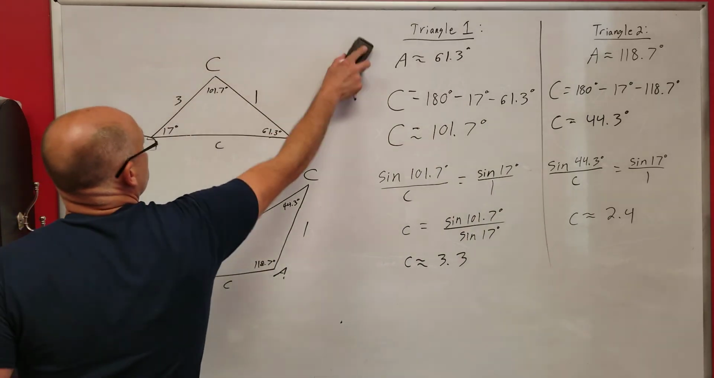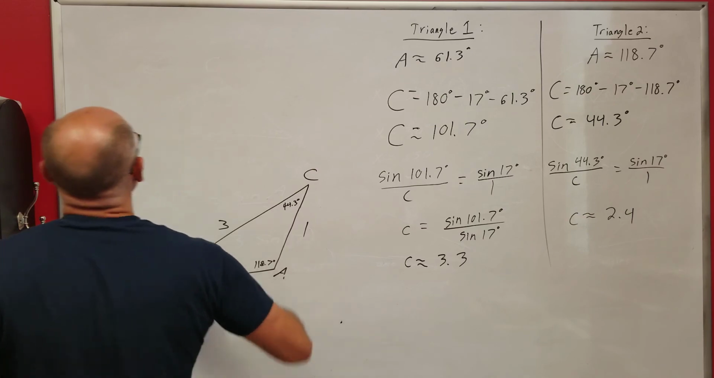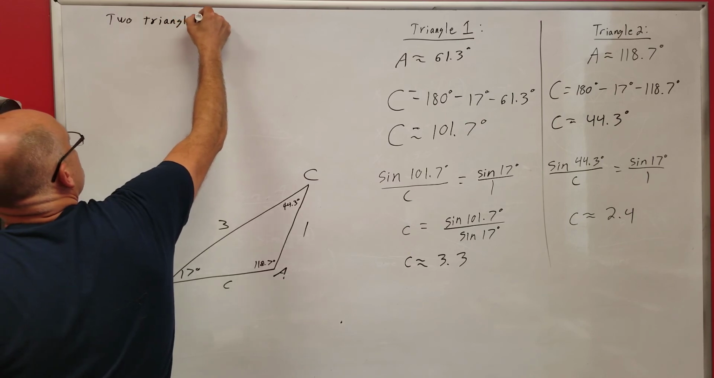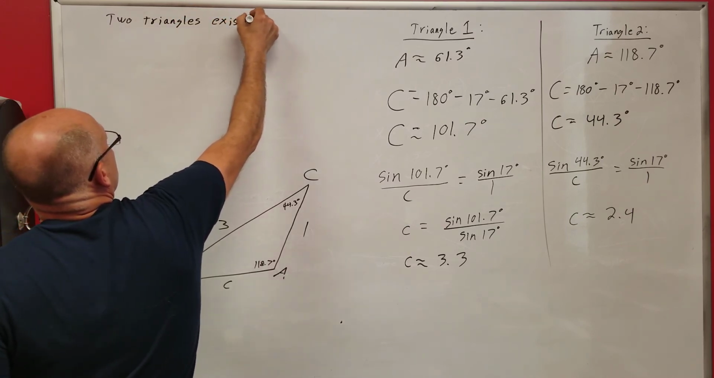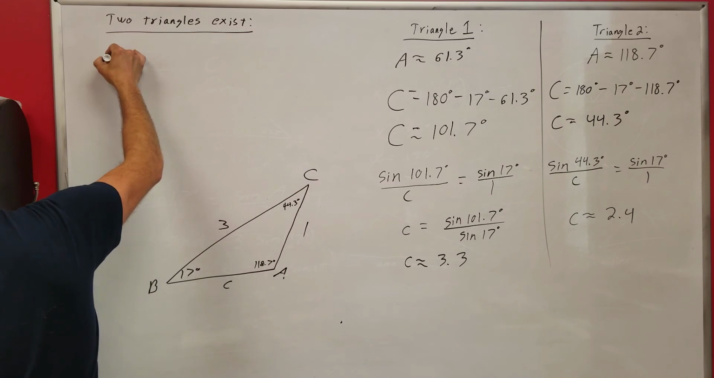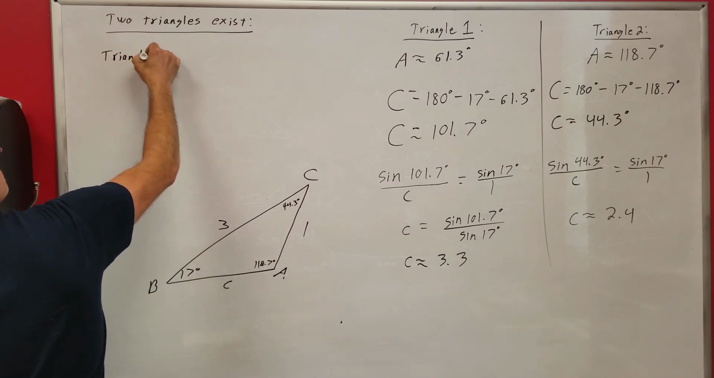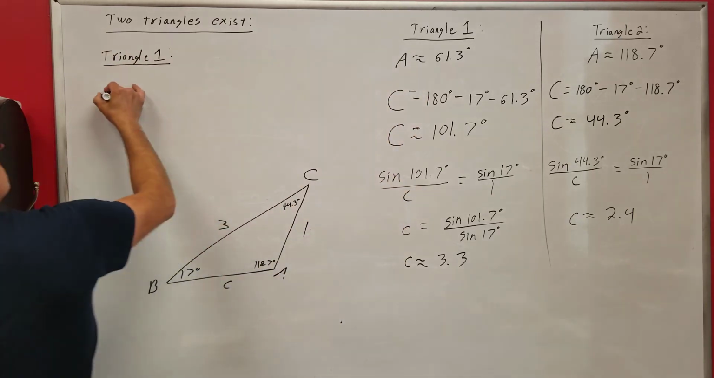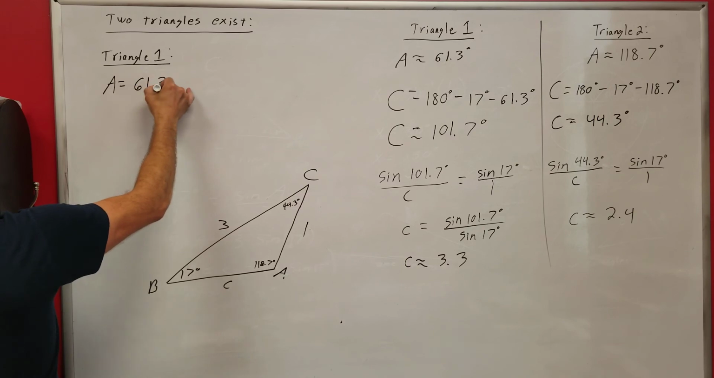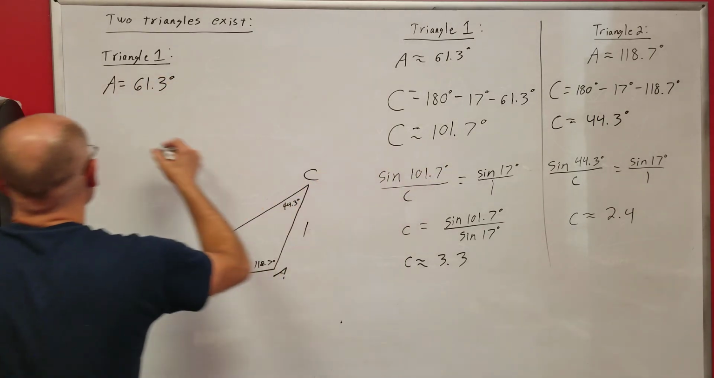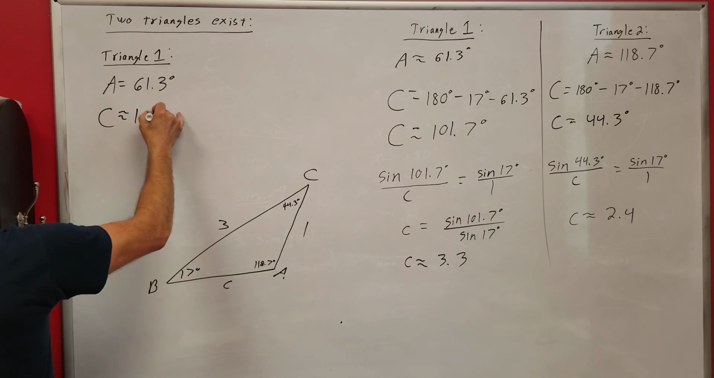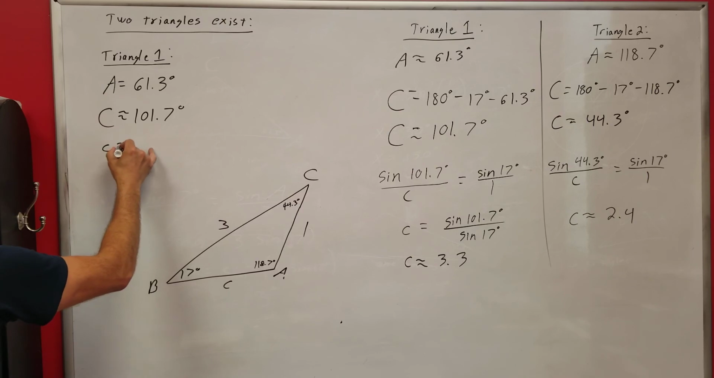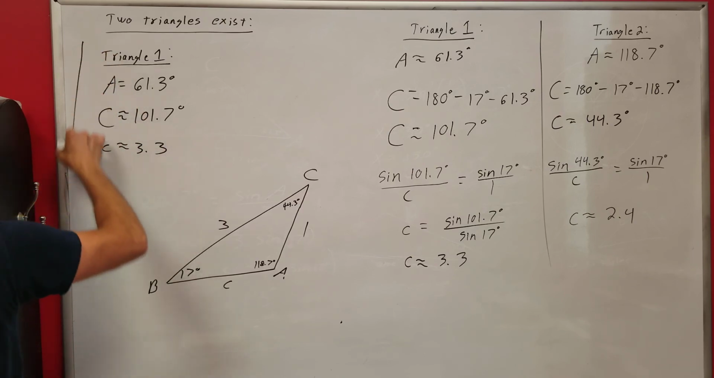So let me put my answer over here. Let me say, for two triangles exist, and we can say for triangle 1, let me write it nice and neat. Capital A is 61.3 degrees. Capital C is approximately 101.7 degrees. And what was lowercase c? Approximately 3.3, whatever the unit was.